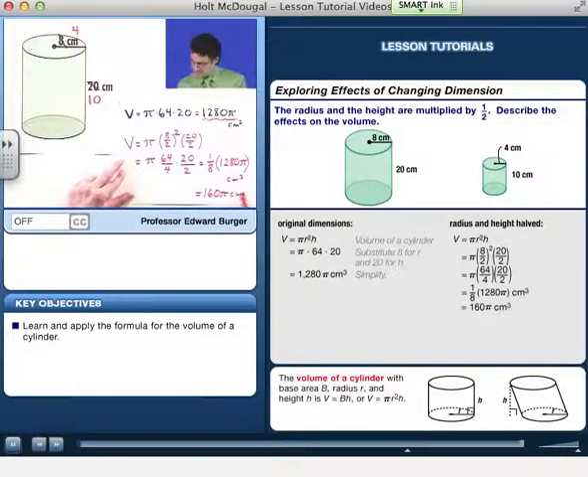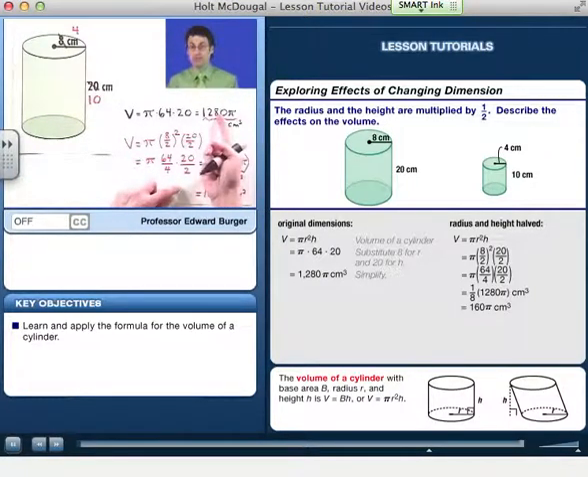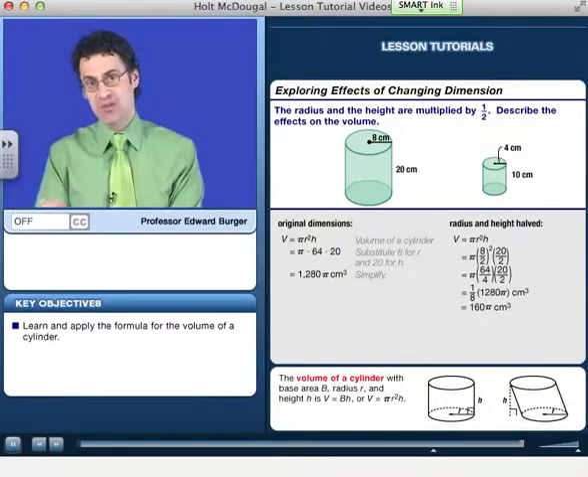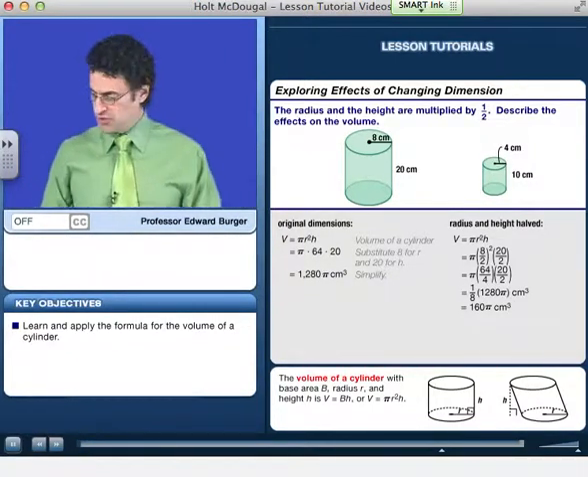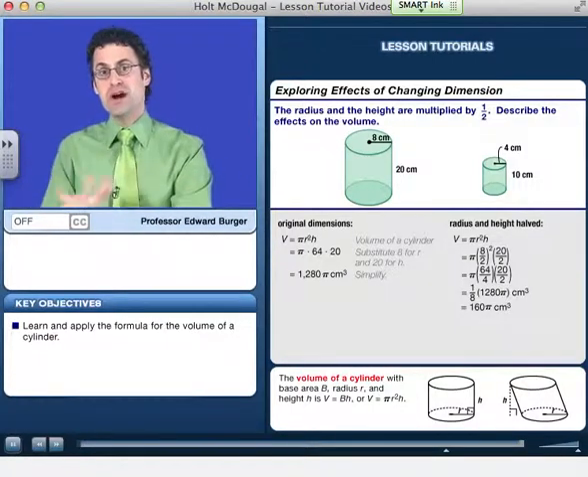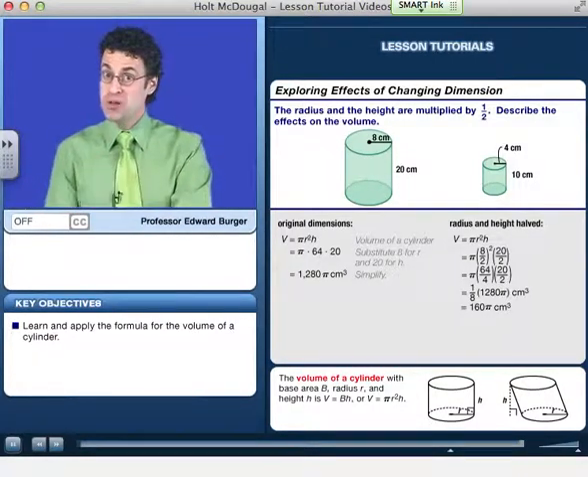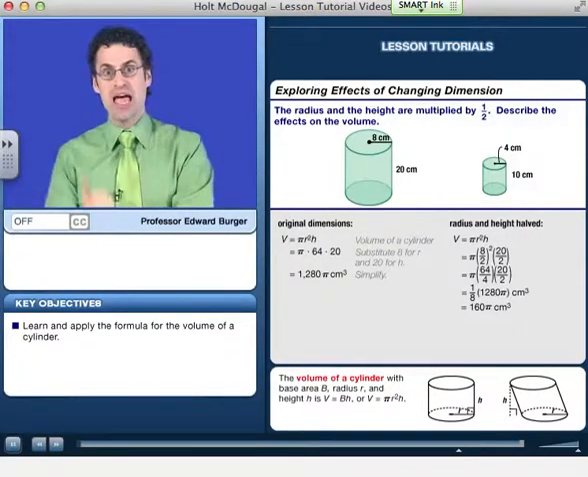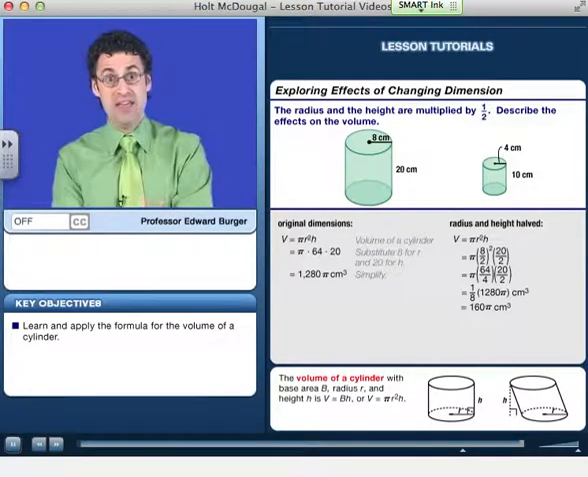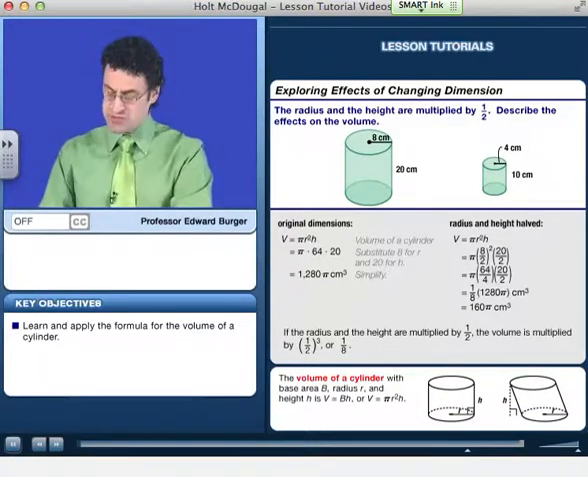But that's not the point. The point is to look at this number right here. How does it compare to this? Well, this number is 1/8 of the original number. 1/8. Now, where did that come from? Well, we took each length and we actually multiplied it by a half. But when you're finding volume, it's units cubed. So it's actually a half times a half times a half. And what's a half times a half times a half? It's 1/8. And that's what we're seeing here.